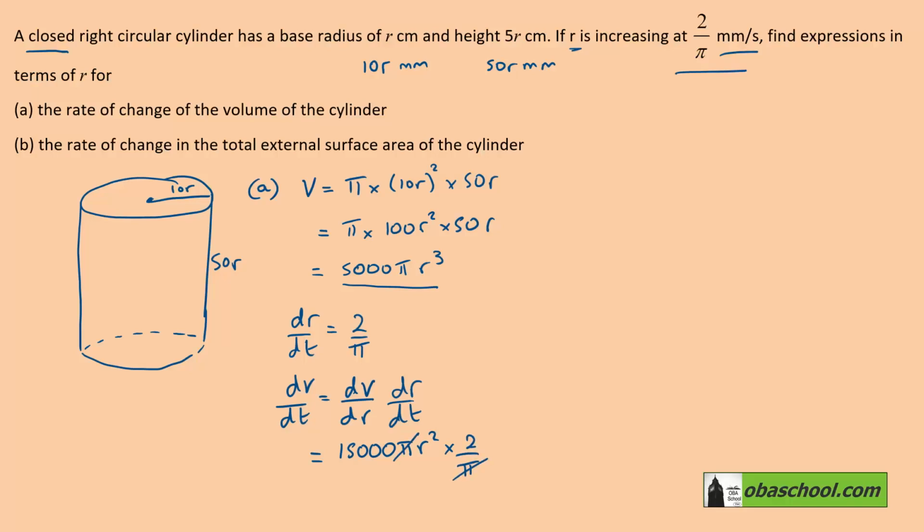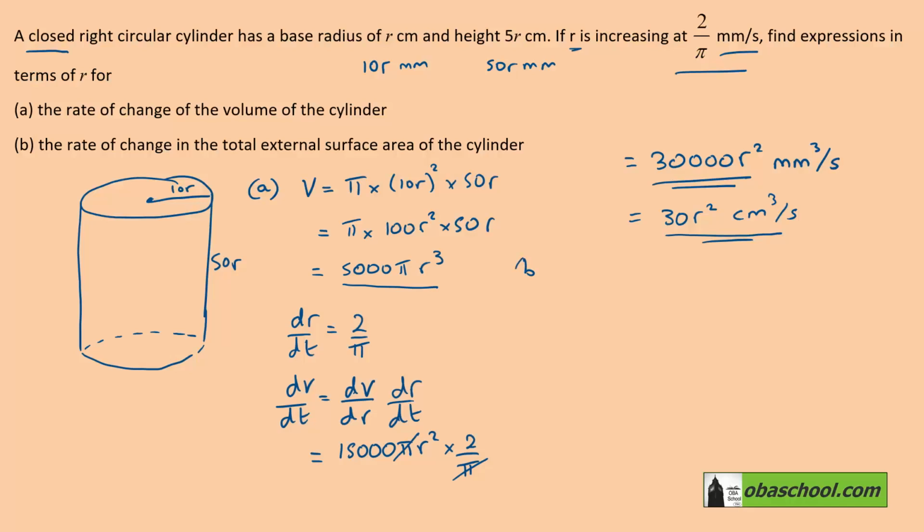So the pi's are going to cancel, and we'll get 30,000 r squared. And that would be in cubic millimeters per second. That's 30 r squared centimeters cubed per second. We just divide by 10 cubed. But either answer is probably okay.